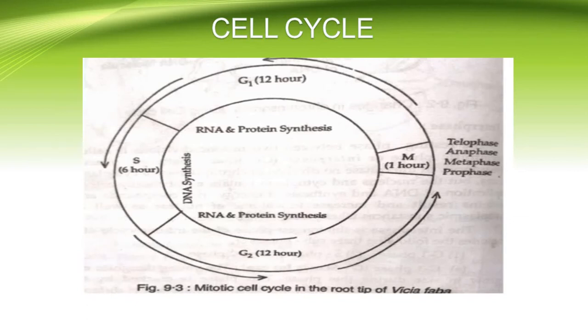Then after G1 and S we have G2, gap 2, which is the second growth phase. In this, further RNA and protein synthesis will be taking place. The cells will be synthesizing the proteins which will be required for the mitosis and growth in size. In this G2 phase, proteins will be synthesized which will be required for the mitotic phase further, that is M, the mitotic phase.